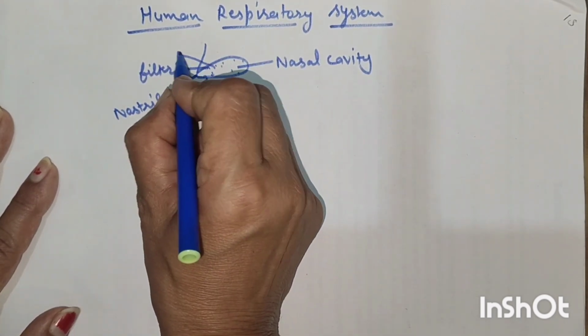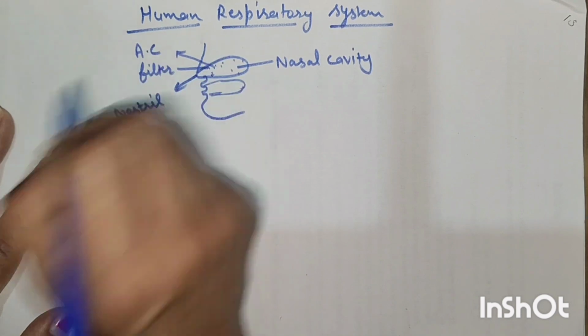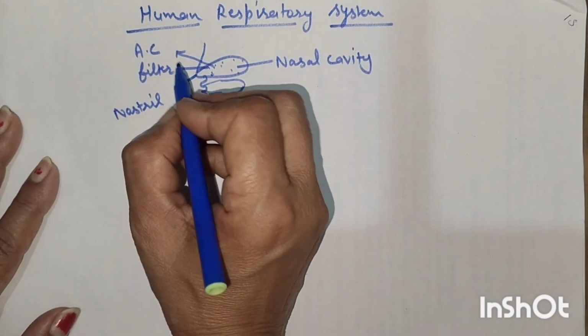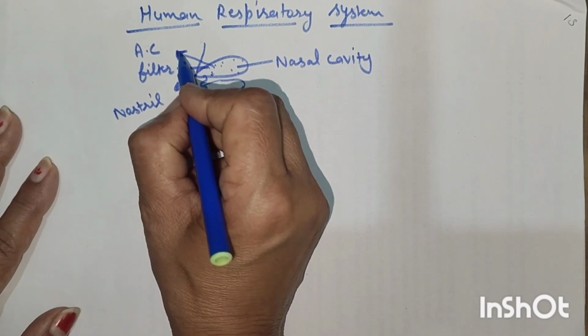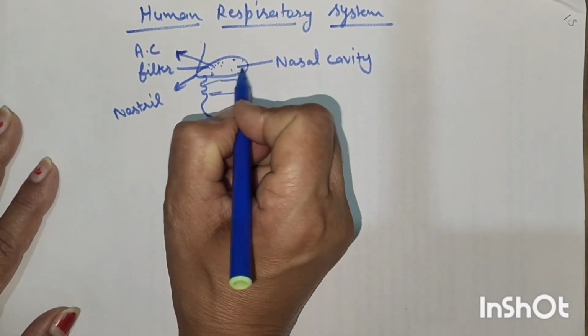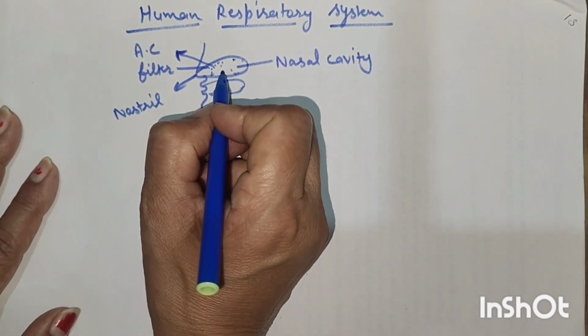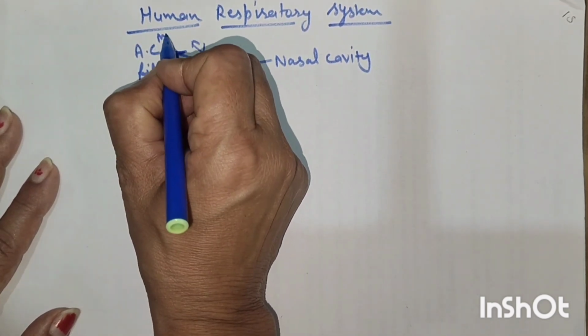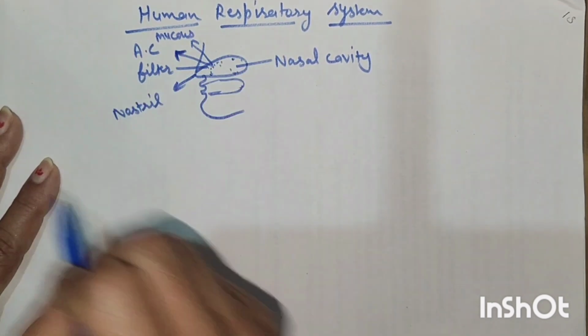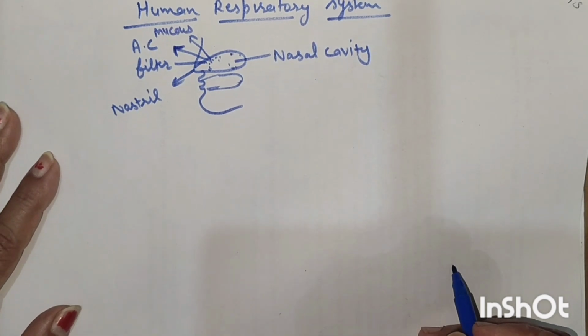And this nasal cavity also acts as an AC. It maintains the temperature of the air according to the lungs. Here is another slippery substance that is called mucus.